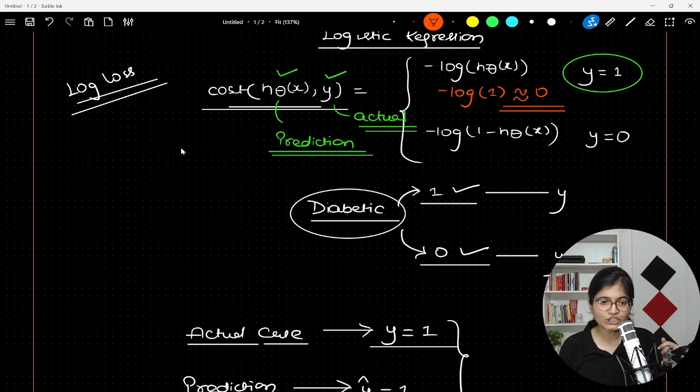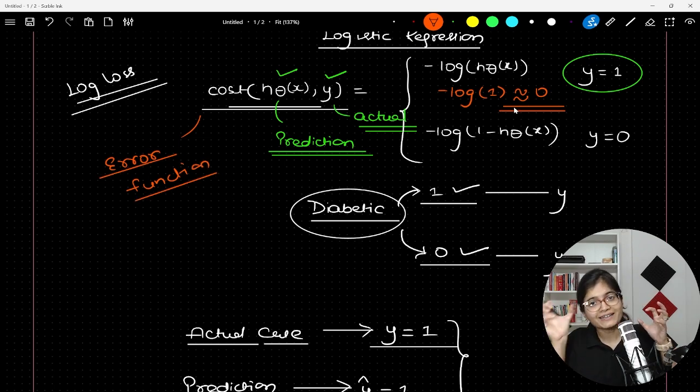What does this cost function say? It's nothing but error value. That's why it is also called error function, error rate, anything you can say. So what it indicates is that when the predicted and the actual both are the same, our error is 0, which does make sense. I hope you can clearly understand what I'm trying to convey here.